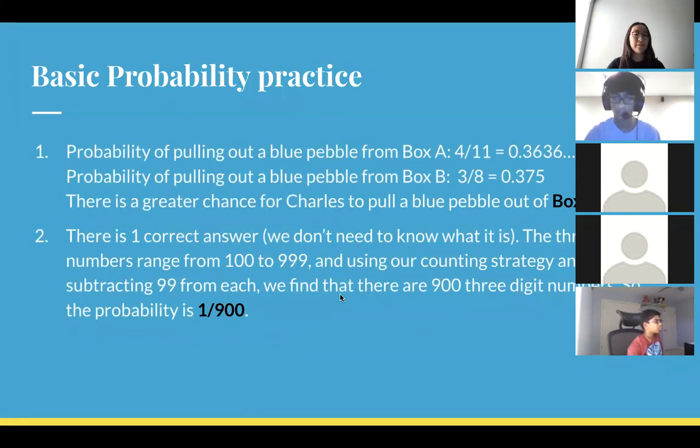And another way to find the total number of 3-digit numbers is to use our counting strategy. The 3-digit numbers range from 100 to 999. So basically, if we use our counting strategy, we subtract 99 from each of them, and then we get 1 to 900. And then that tells us there's 900 terms.